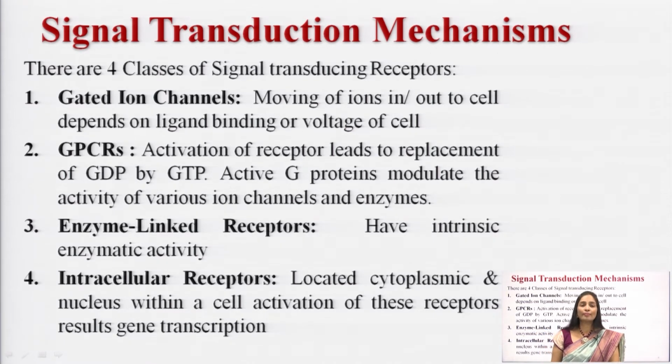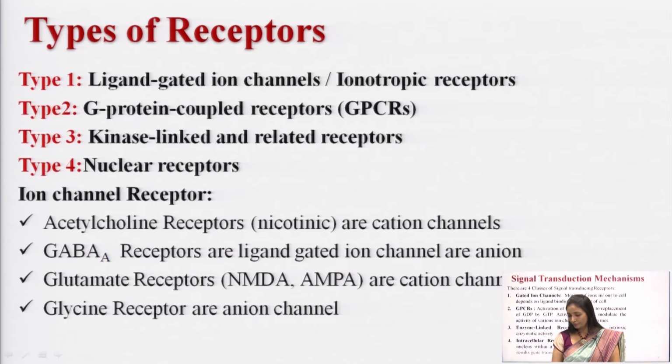And what is an enzyme linked receptor? Enzyme linked receptor has intrinsic enzymatic activity. And what about the intracellular receptor? Intracellular receptors are the receptors which are present inside the cytoplasm or inside the nucleus, and activation of this receptor results in gene transcription. Once the intracellular receptor has been activated, what is going to happen? Gene transcription, you can see. So, these are the 4 signal transduction mechanisms of the 4 receptors.